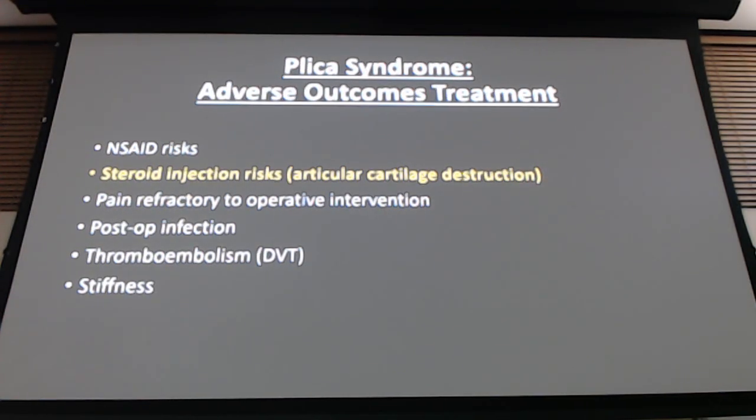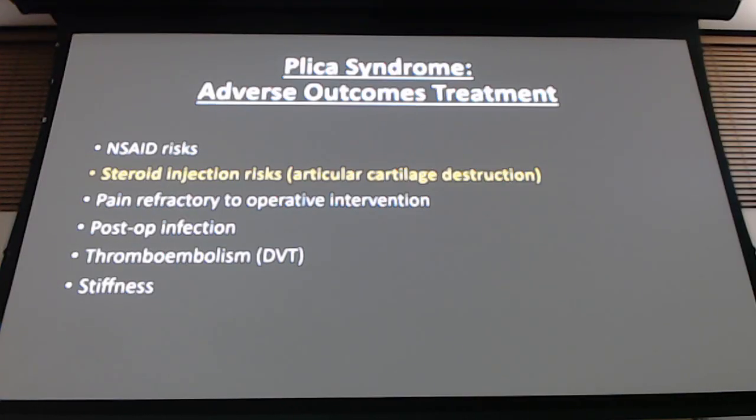So adverse outcomes of treatment. So we do a bunch of stuff. Surgical stuff always comes with post-operative infection risk. Always comes with what? The chance that they're going to get a thromboembolism, DVT. And again, we tell them, we're going to go in there and we're going to whittle away. We're going to shave some stuff down, but you may not get 100% relief of your pain. Do we ever tell patients they're going to get 100% relief of their pain? No. No, never, especially with this.